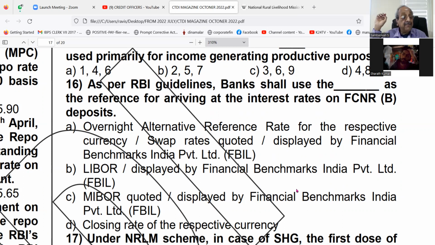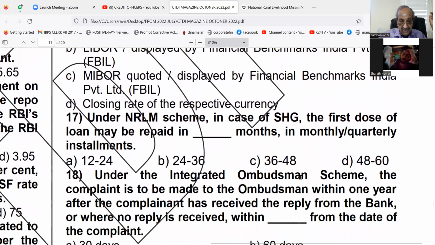Please read A. Yes, sir. Overnight alternative reference rate for the respective currency or swap rates quoted or displayed by Financial Benchmarks India Private Limited. Good. Now we'll go to 17.